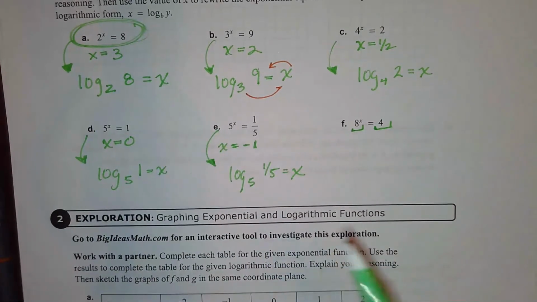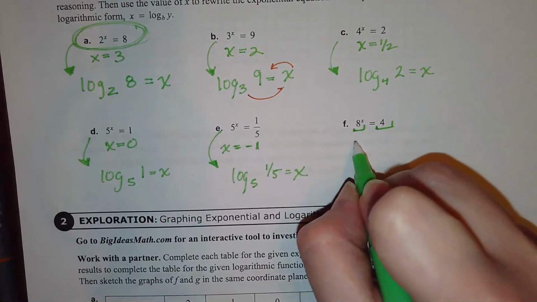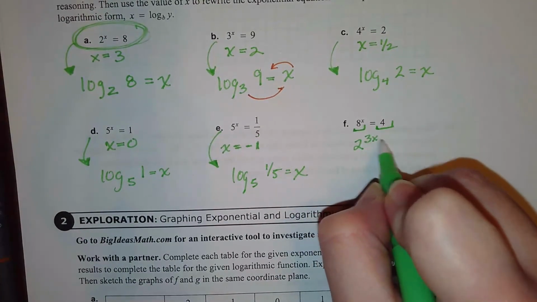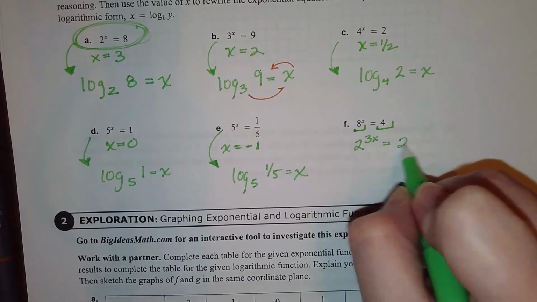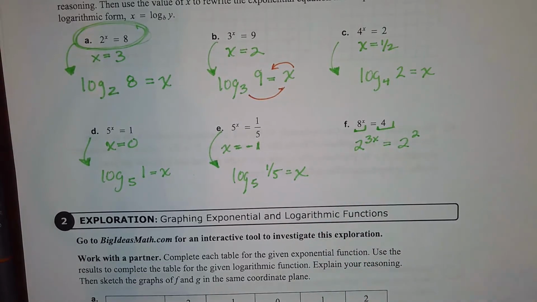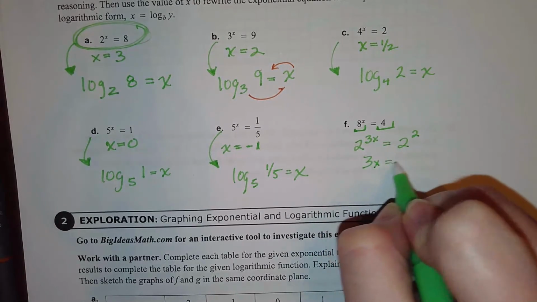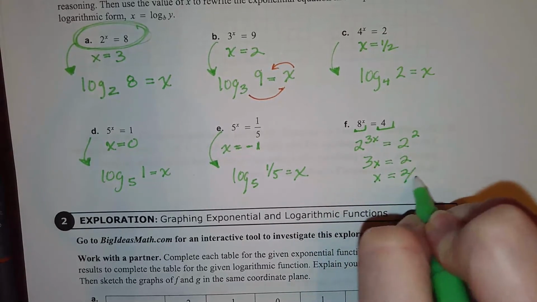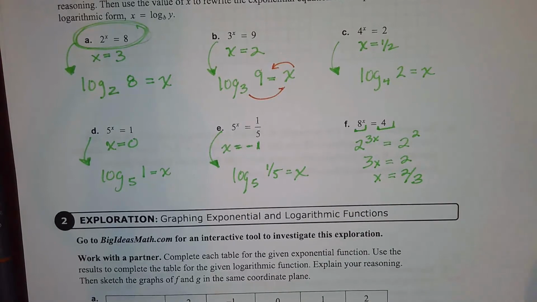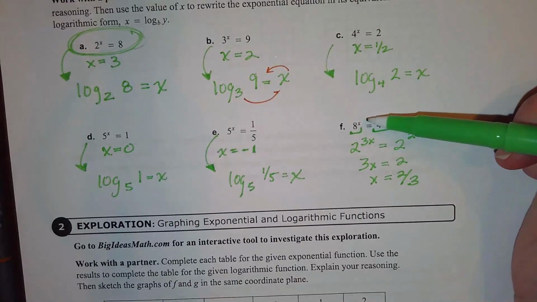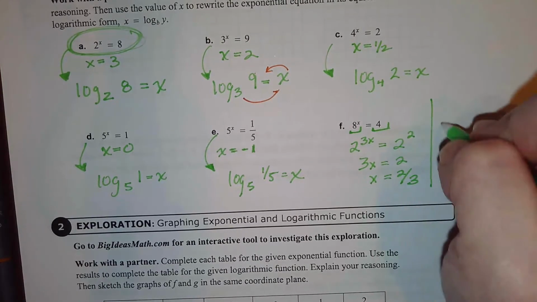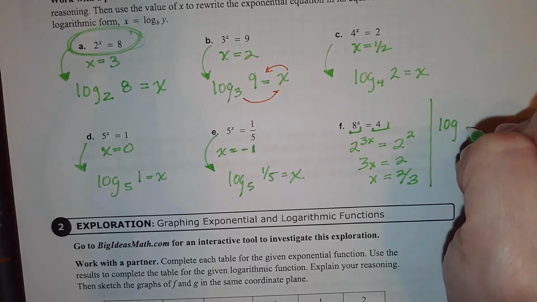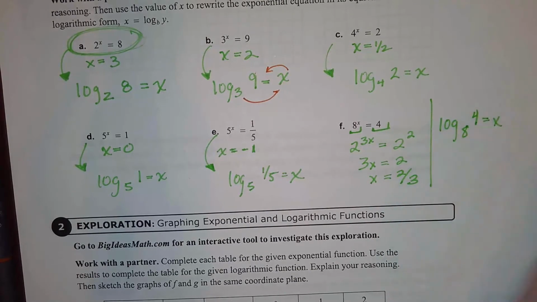What I would encourage you to do, if you can't think of any of the other ways we've talked about to evaluate this, is to think of this as having the same base. So for example, I can rewrite 8 as 2 cubed and I can rewrite 4 as 2 squared. Then I can set my exponents equal to each other and get x equals 2/3. It might not be completely obvious what you raise 8 to get to 4, but if you think of it in terms of changing the base, it might be a little bit simpler. So this would be log base 8 of 4 equals x.